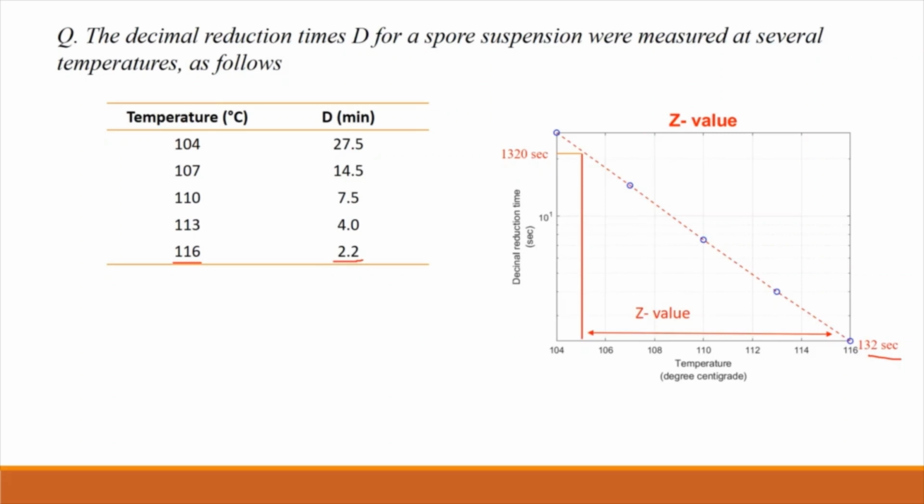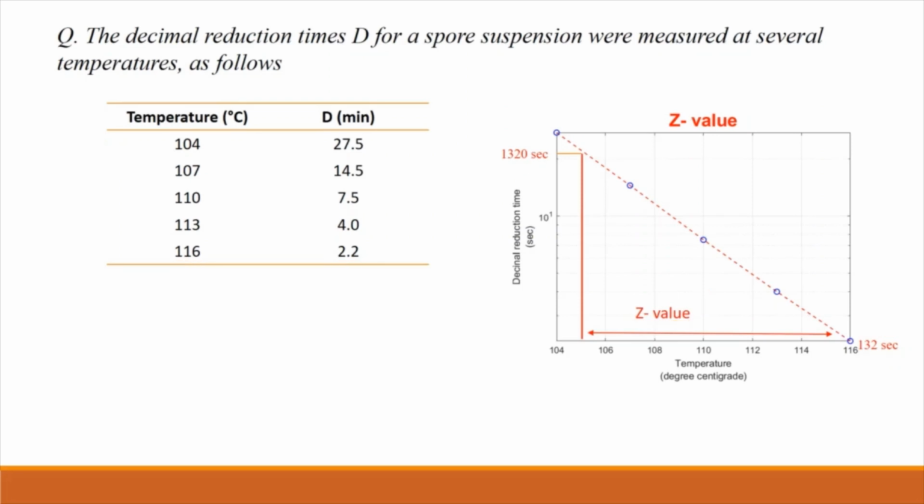So the next point will be 1320 seconds, because when we reduce 1320 seconds by 90%, we will get 132 seconds. So the change in temperature to reduce the D value from 1320 seconds to 132 seconds is 11 degrees here. That is the Z value.